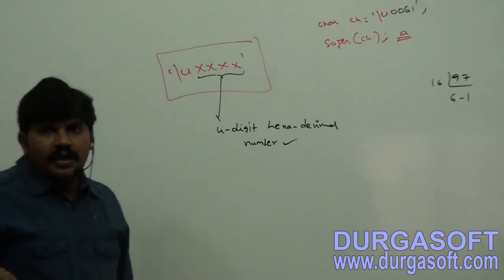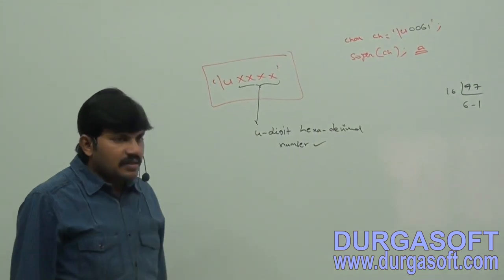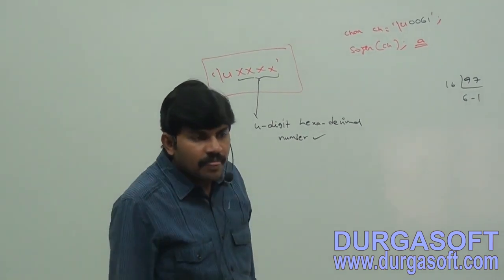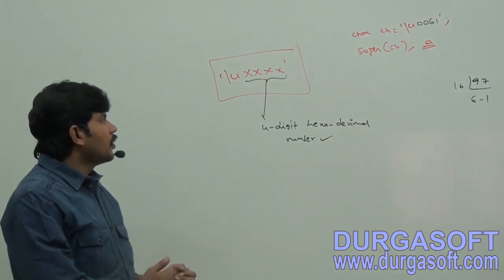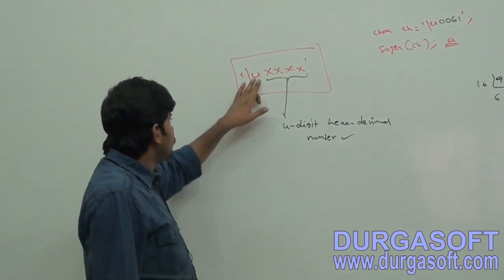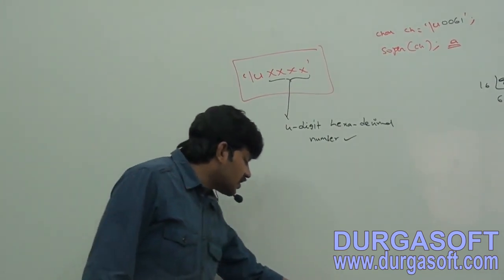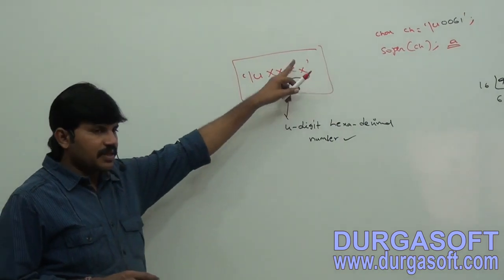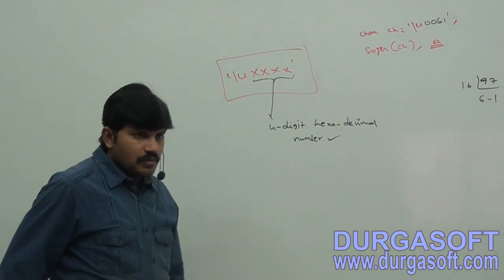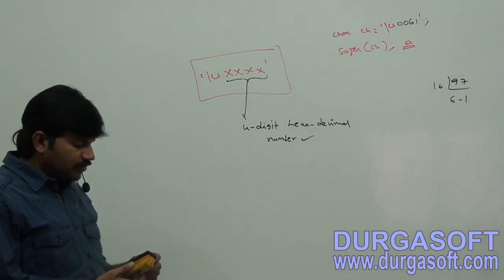Third one, we can represent a char literal in Unicode representation, which is nothing but single quote, backslash u, followed by a 4-digit hexadecimal number, single quote.